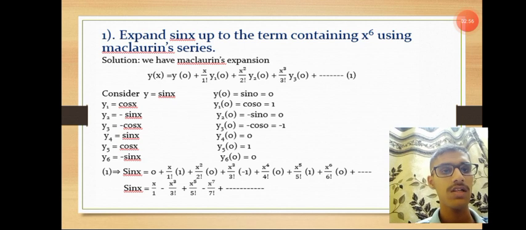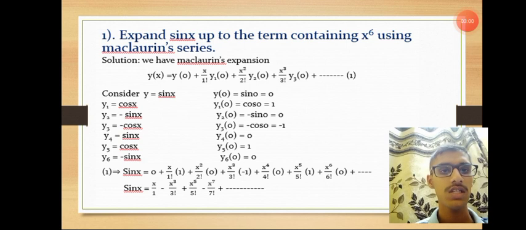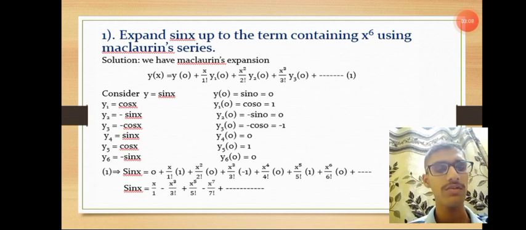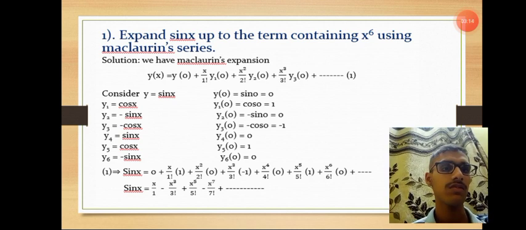So the final answer by simplifying this comes as sin x equals x divided by 1 minus x to the power 3 by 3 factorial plus x to the power 5 by 5 factorial minus x to the power 7 upon 7 factorial, and so on. The next problem, let's see.